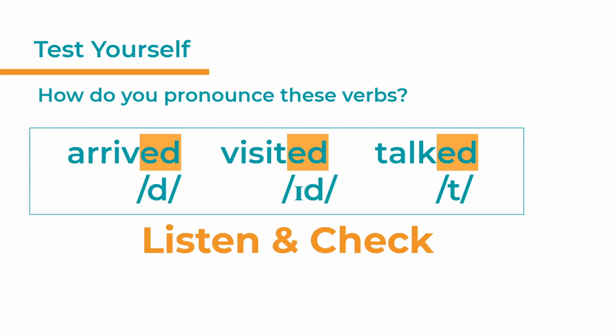And here are the answers. Arrived, ed is pronounced with d, arrived. Visited, ed is pronounced as id, visited. Talked, t, ed is pronounced as t.